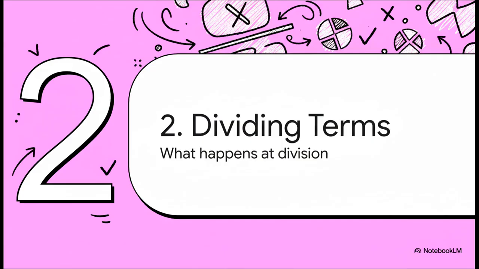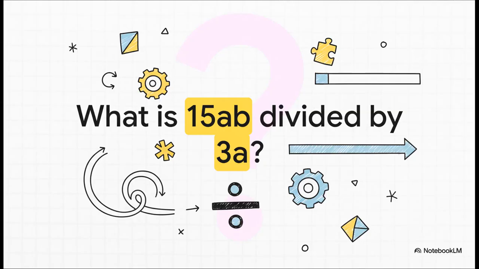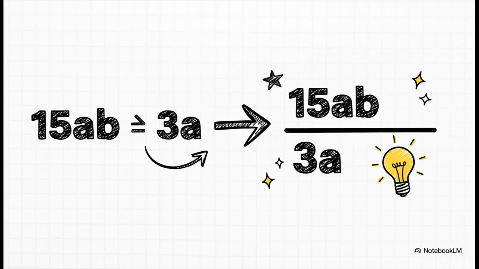So now that you're a pro at multiplying, let's move on to our second topic, dividing. And I promise, if multiplication made sense, this is going to be just as straightforward. All right, here's our next challenge. We need to figure out what 15ab divided by 3a is. Now, you could just write it out with a division sign, but trust me, there's a much better way to look at this.